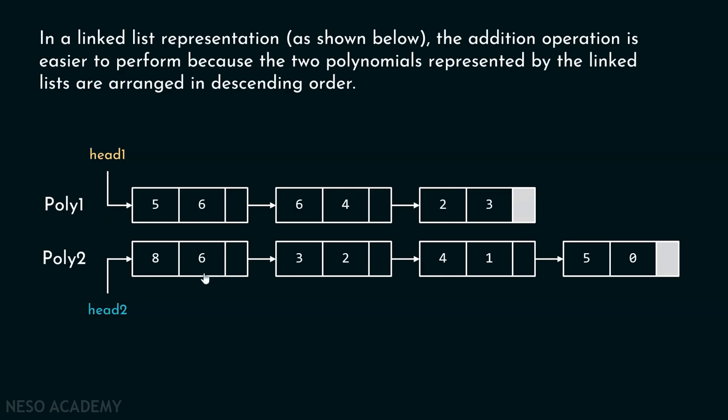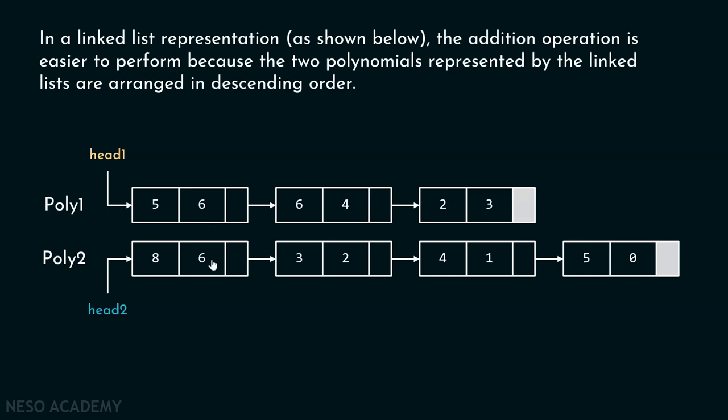Here in this polynomial, the first node has exponent 6, second node has exponent 2, third node has exponent 1, and last node has exponent 0. These two linked lists are properly sorted according to the exponent part of their nodes, right? This is always advisable because this makes the addition operation easier, right?